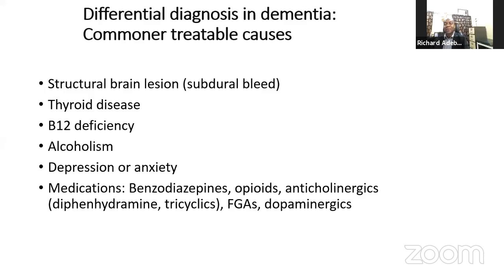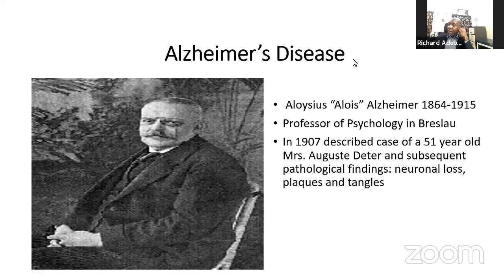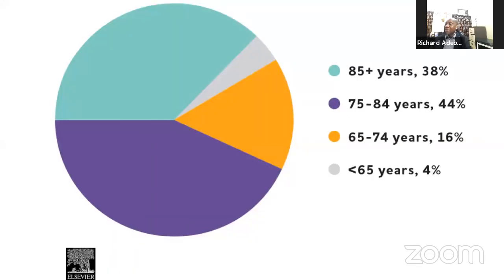Now let's look at Alzheimer's dementia proper. Next slide. Alzheimer's disease came into being when Alois Alzheimer made a diagnosis in a patient he saw in 1907. Alzheimer happened to be a professor of psychiatry then. He described the case of a 51-year-old Mrs. Auguste Deter and the subsequent pathological findings in this patient, like neuronal loss, plaques, and tangles, which were found during the autopsy. That's how the disease was named after Alzheimer.